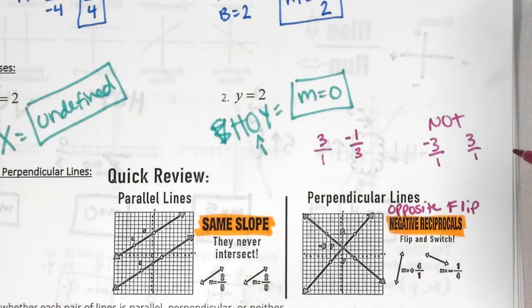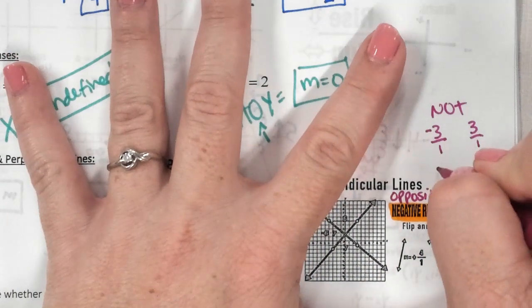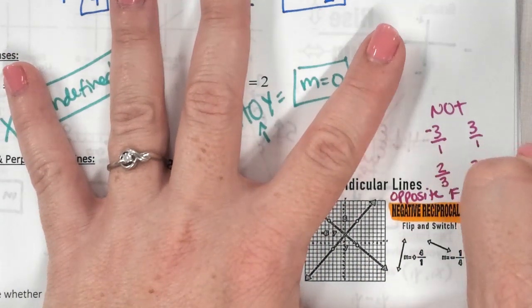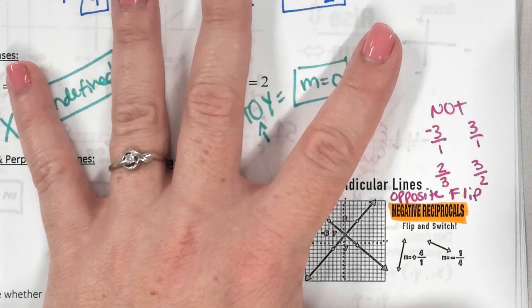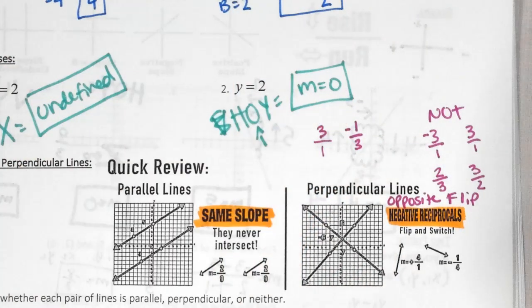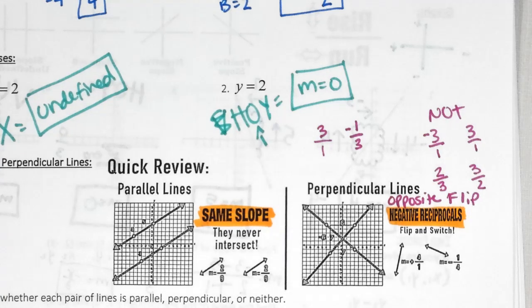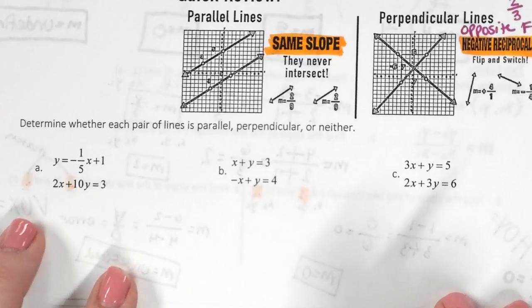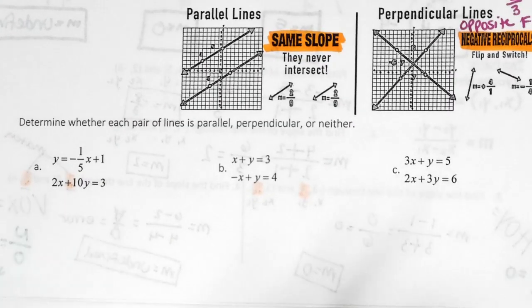Has to do both. So you could also have 2 over 3 and 3 over 2. They flipped, but are they opposite? No. So they have to be both. They have to be opposite, they have to flip. Yes? Okay. So knowing that, let's look at these 3 sets of equations on the bottom and figure out if they're parallel, perpendicular, or neither.